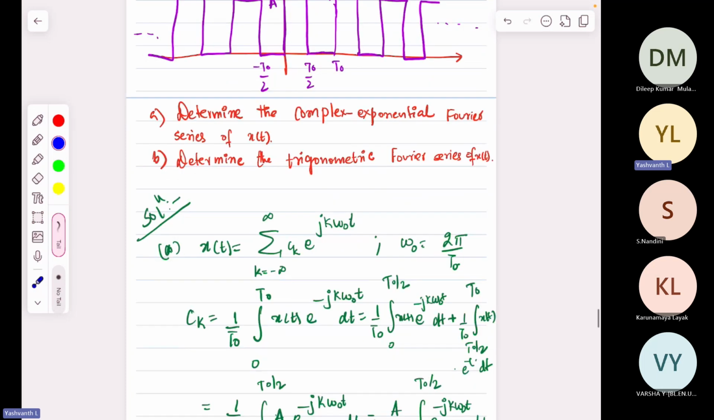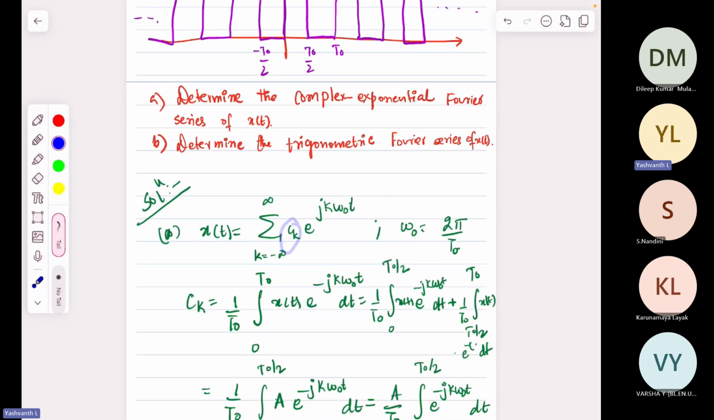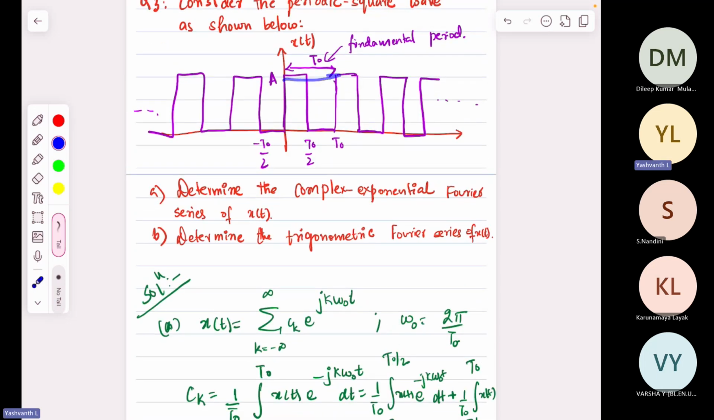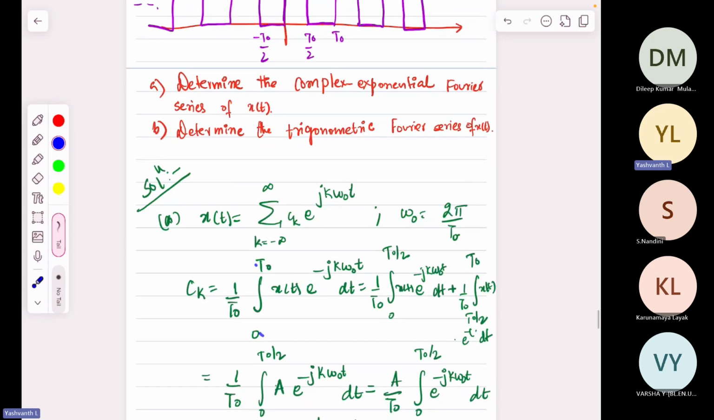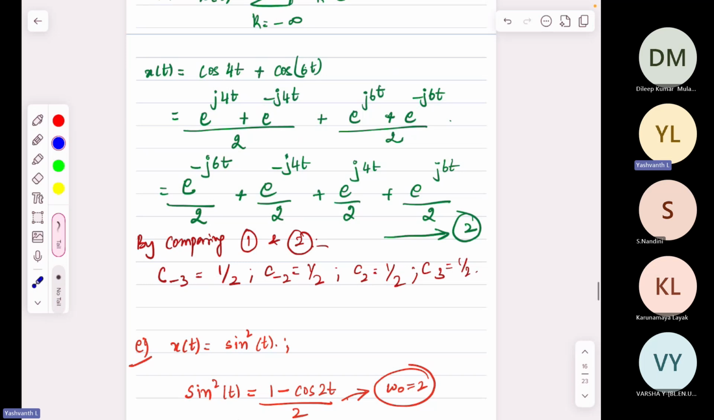Therefore, what is the value of Ck? Go back to the definition. This is how we defined Ck initially. Ck is equal to 1 by T naught integral 0 to T naught, because we need to integrate only over one time period. We don't need to integrate over everything. So I will consider the time period from 0 to T naught: integral 0 to T naught x of t into e power minus j k omega naught t dt. This is the definition of Ck.